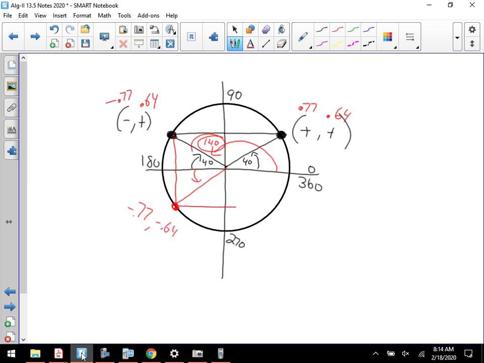And then if I go back to here, what would it be? 320. 320, and then it would be positive 0.77 and negative 0.64. And those values are because of what we call this reference angle of 40 degrees, up or down.